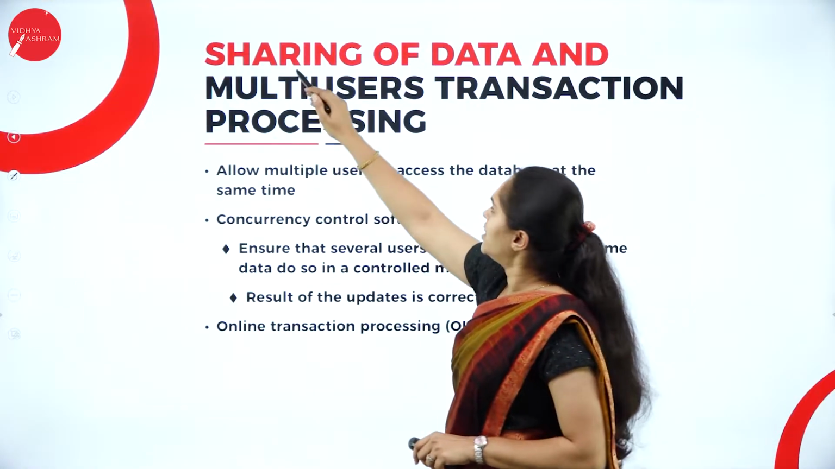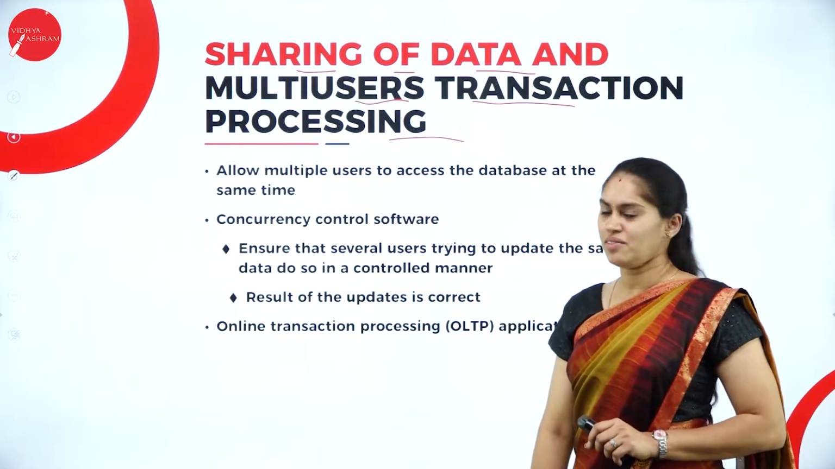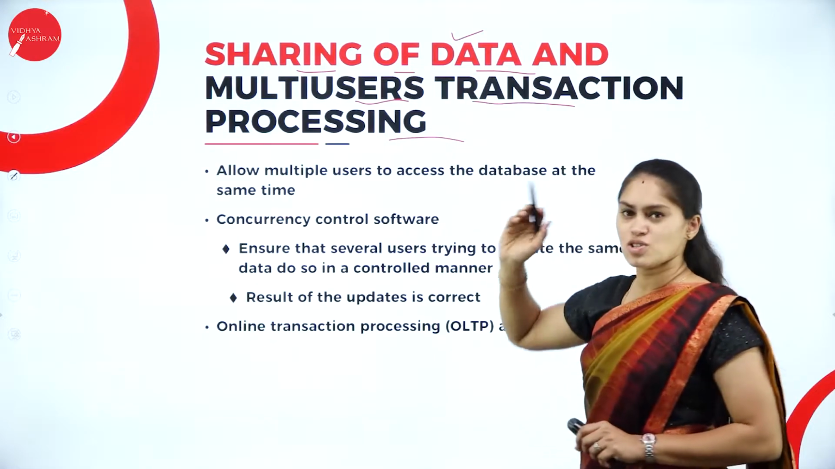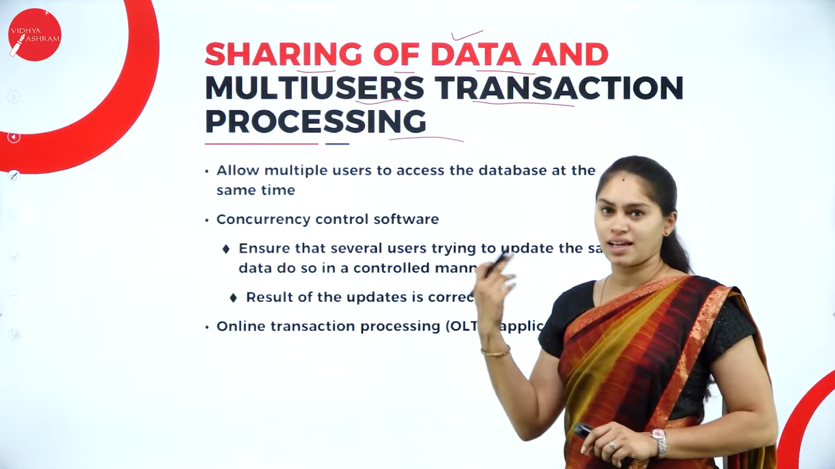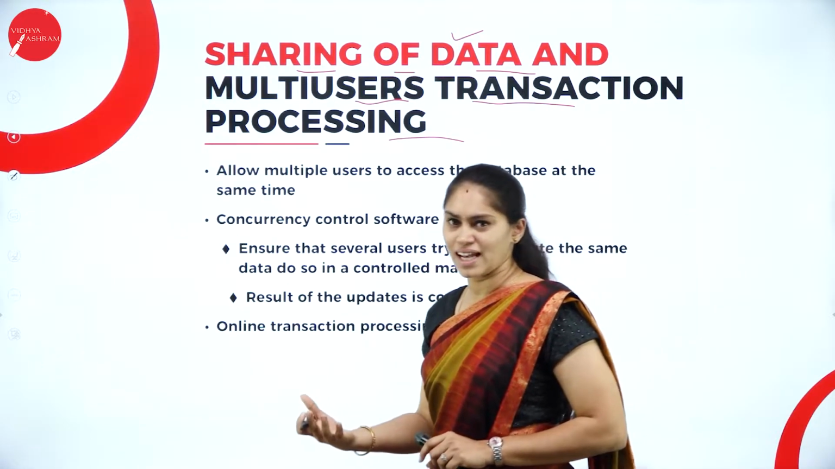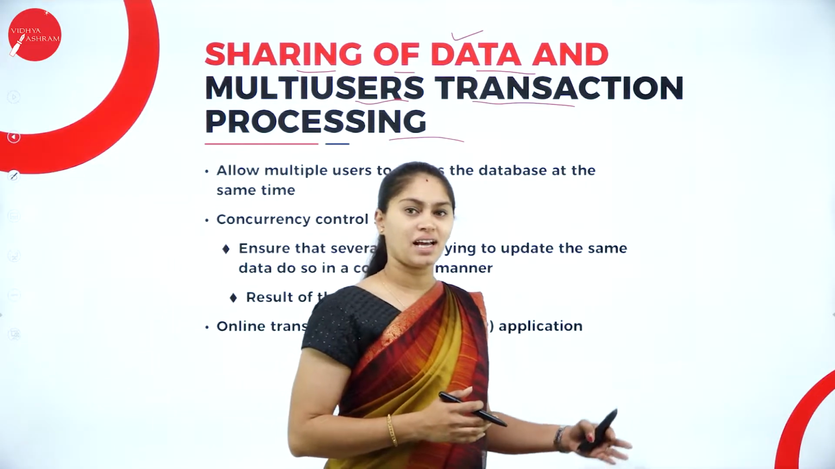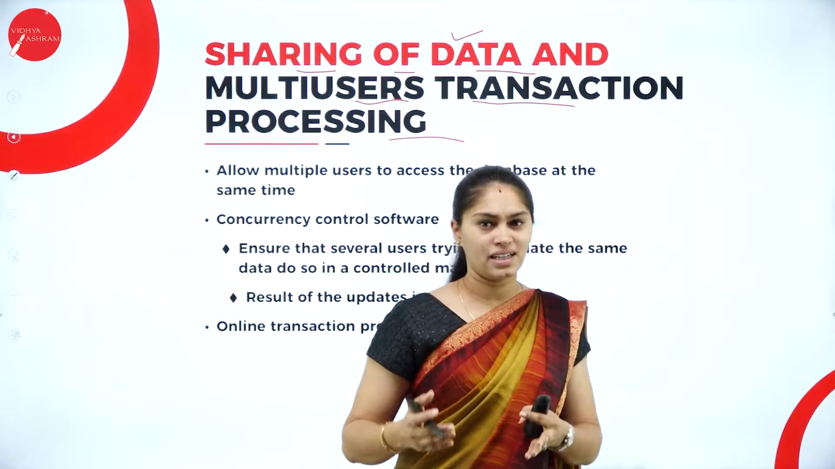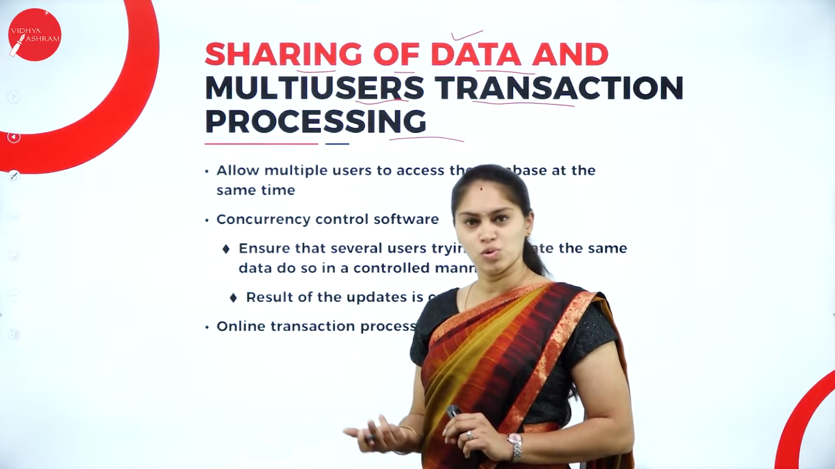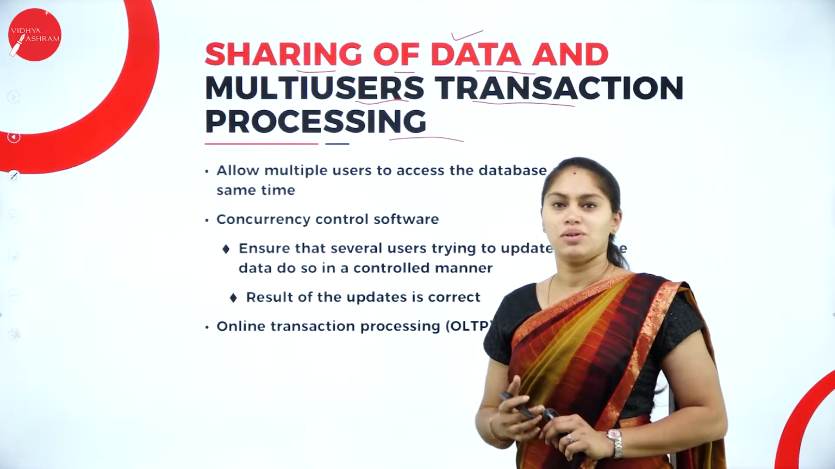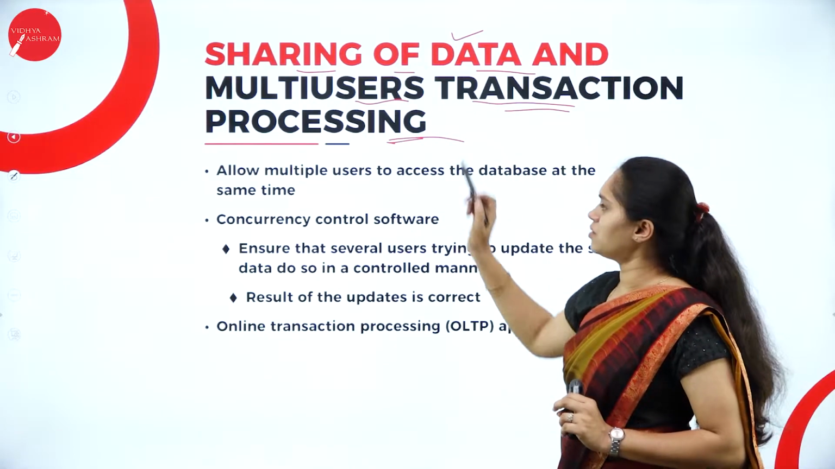Next we have sharing of data and multi-user transaction processing. Already we know about sharing of data. Mainly we have a database in order to store data on a large scale, right? If it is a file, it can be accessed by a limited number of people, but if it is a database and it is uploaded to the internet or a network, at that time it can be used and shared by n number of users. So that is sharing of data and multi-user transaction processing.